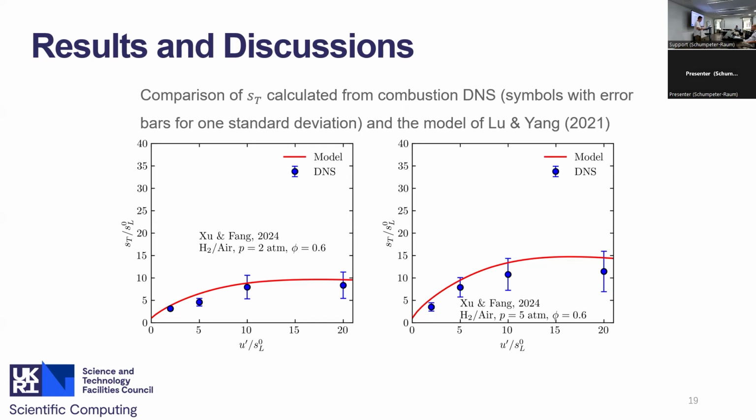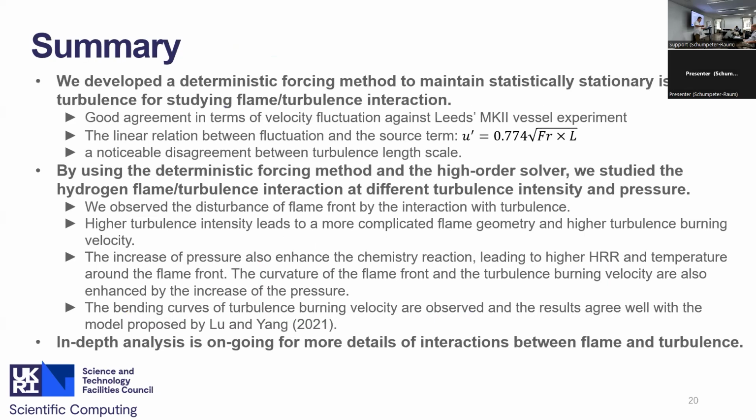For the higher pressure, the turbulent burning velocity is a little bit higher, but it eventually also becomes flat. But most importantly, we observe quite good agreement between our DNS data and the model at different turbulence intensities and different pressures. This is still a very preliminary study.